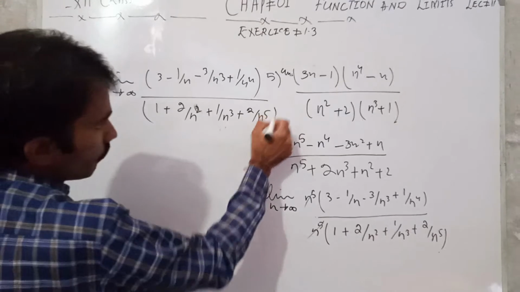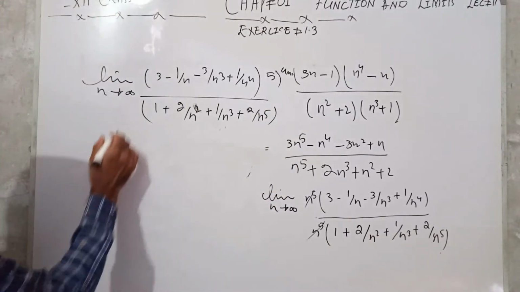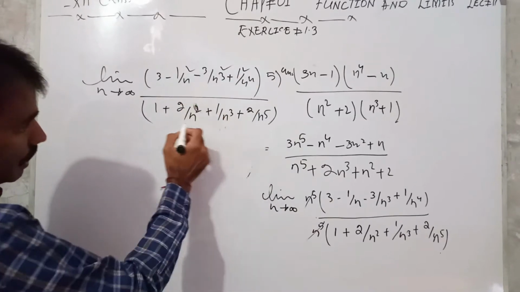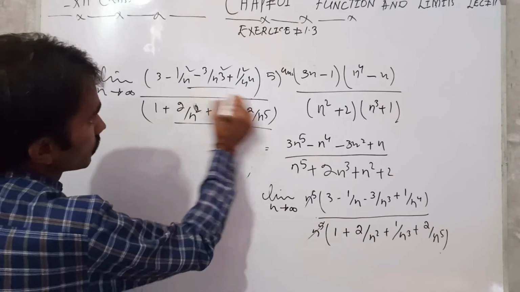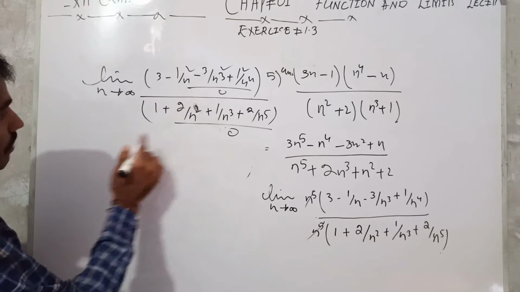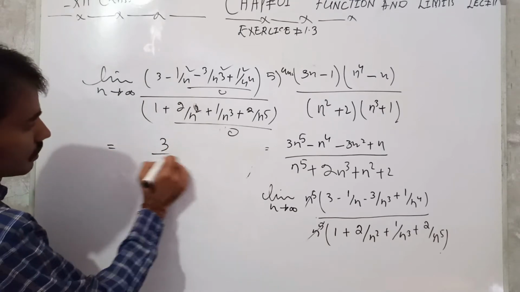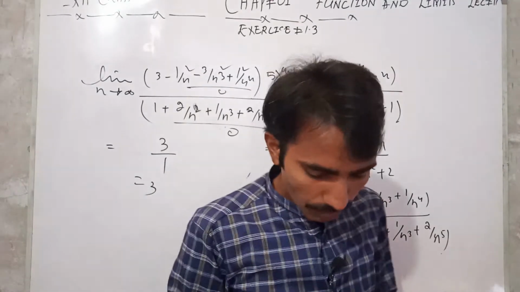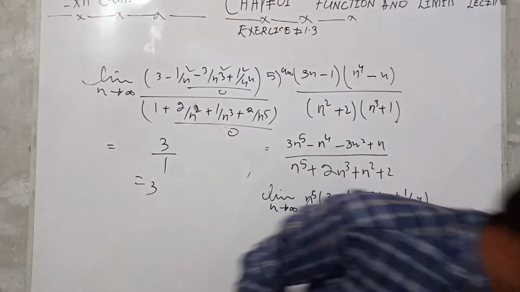Now we just apply the limit. The fractional terms all become 0, so we get 3 divided by 1, which is 3. That is all about this problem.